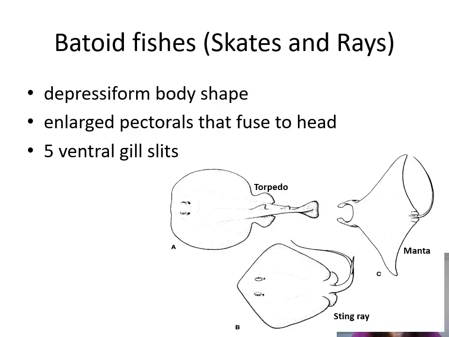From the sharks, we'll now move into our third group, the Batoideae. These are our batoid fishes, our skates, and our rays. They have that depressiform body shape. You can look at one, except for those angel sharks, but now you should be able to tell the difference. You should be able to look at the fish and know what you're looking at. Those dorsoventrally flattened fishes, those skates and rays, have that same body shape. Enlarged pectorals that fuse to the head now, right? Where that angel shark had the separation, we don't see that. And we have those 5 ventral gill slits on the bottom.